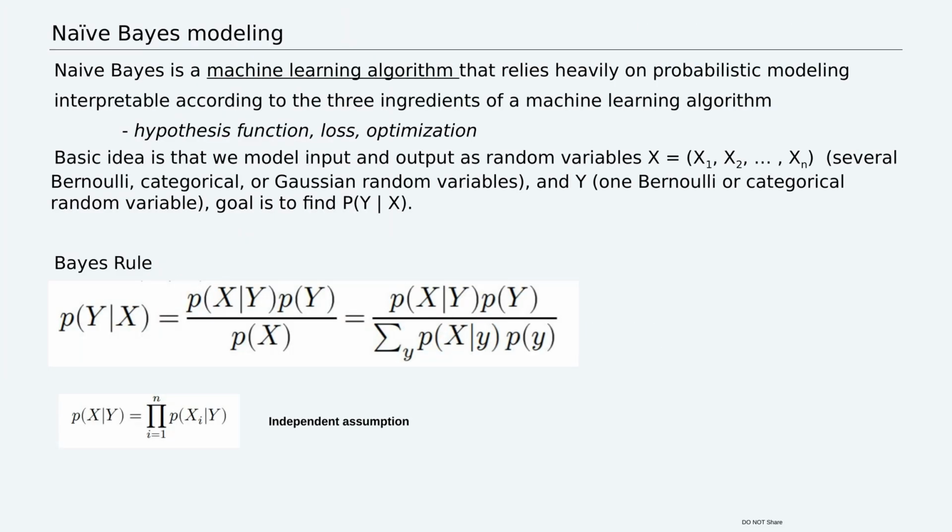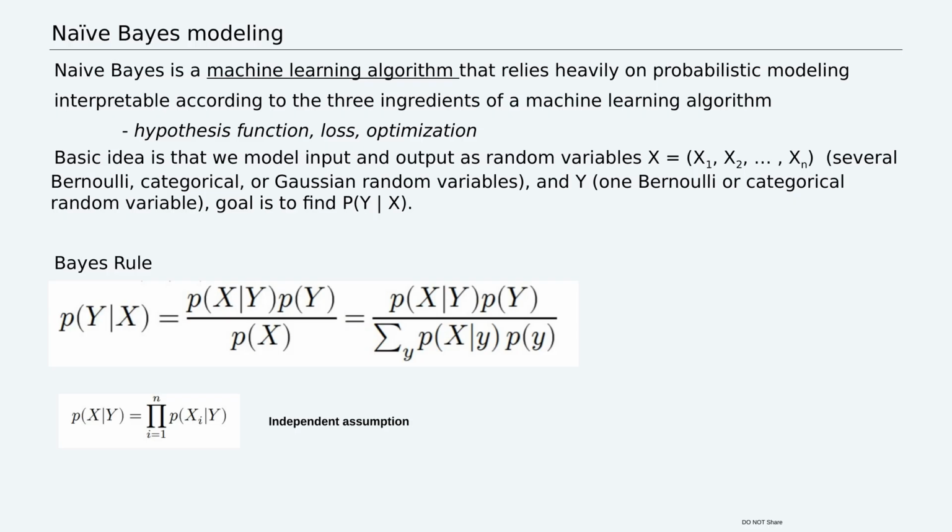Naive Bayes models prediction as probabilities. Inputs and output are random variables, often Bernoulli, categorical, or Gaussian. It is interpretable through its hypothesis, loss, and optimization. Using Bayes' rule, we compute the posterior from likelihood and class prior, assuming conditional independence, which simplifies computation.